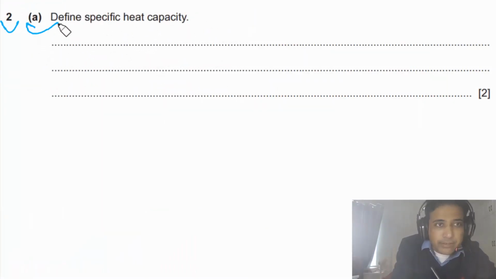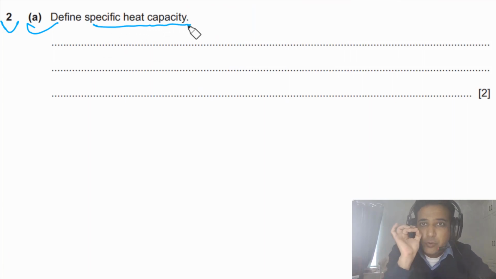Question 2, part A says, define specific heat capacity. First of all, we need to understand that specific heat capacity is a quantity, so you need to define the quantity in terms of other quantities. This is a very important point. When you need to define a quantity, you define it in terms of other quantities, and when you need to define a unit, you have to define it in terms of other units.